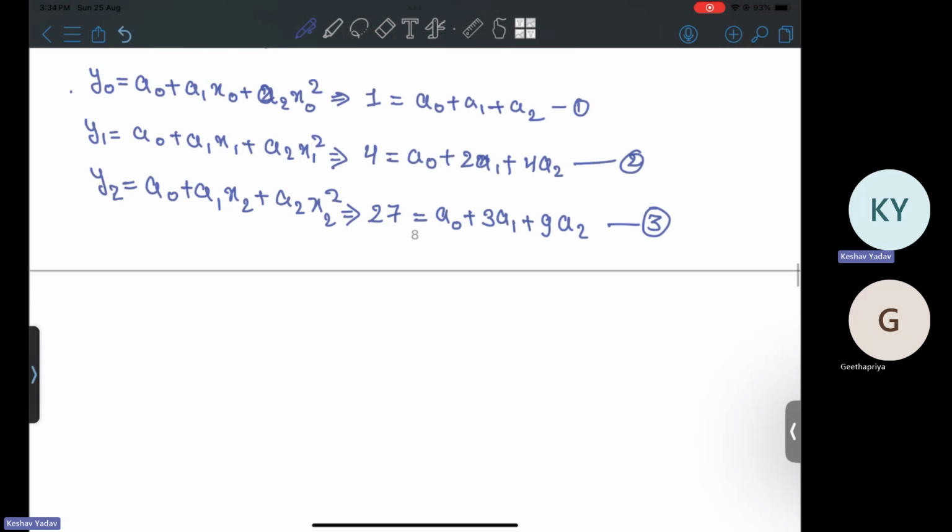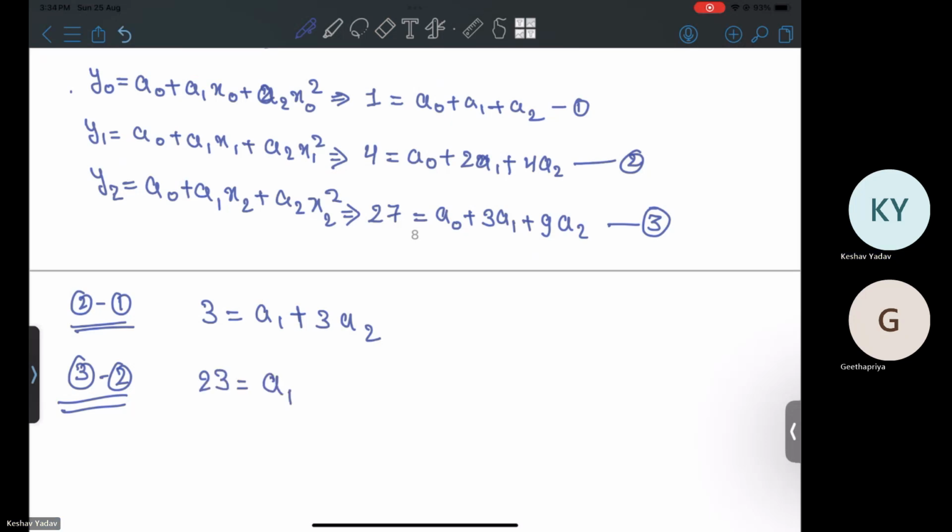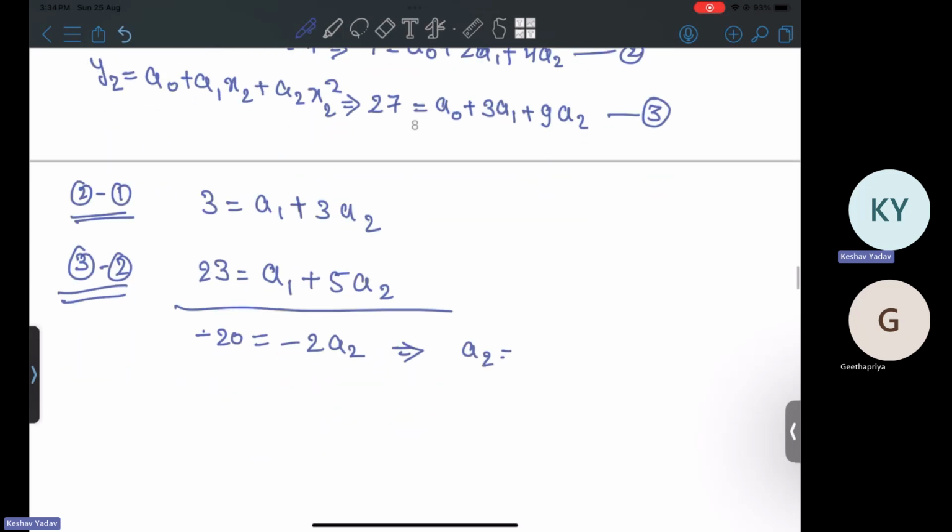Then what we will do, we'll simply subtract 1 from 2. It will lead to 3 equal to a1 plus 3a2. Then simply 3 minus 2 we will do. This will lead to 23 equal to a1 plus 5a2. Now whatever we got, we will subtract this. So we'll get minus 20 equal to minus 2a2. This will lead to a2 equal to 10.